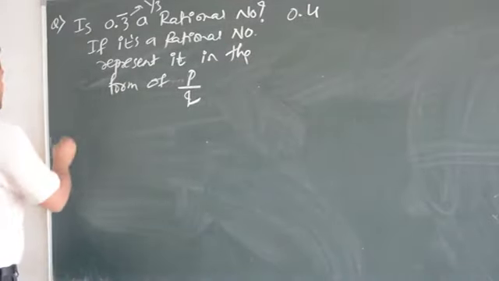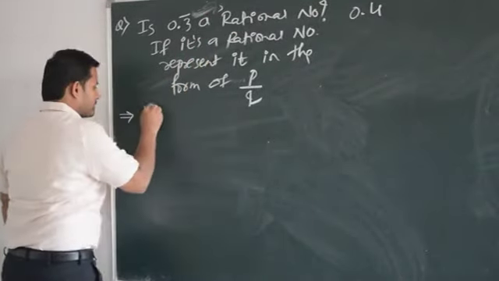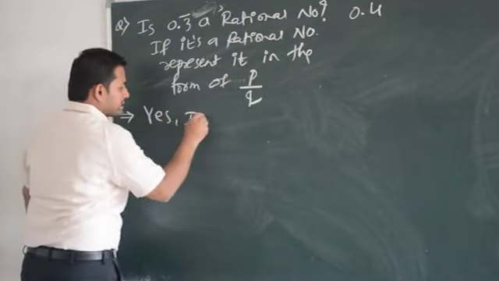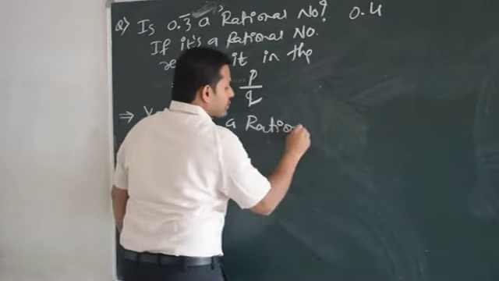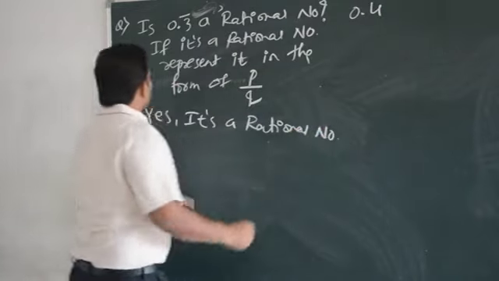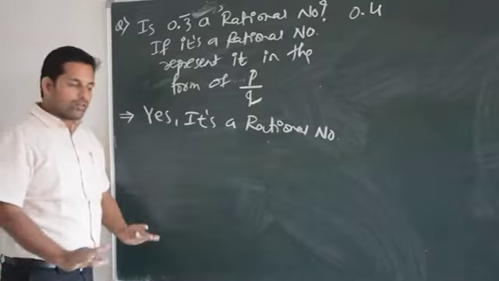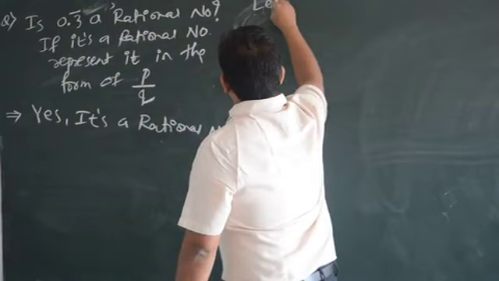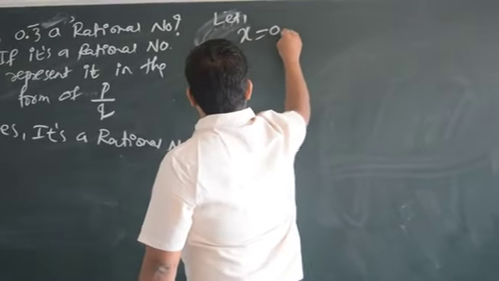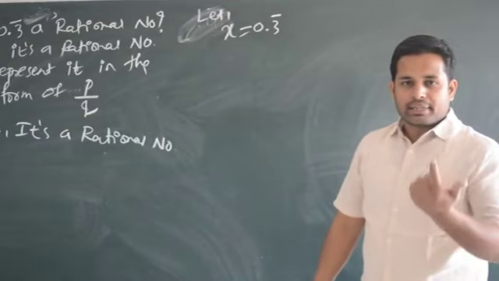First of all, what is the answer for this question? Is 0.3 bar a rational number? Yes, it is a rational number. That is for sure. Now, if it is a rational number, they are asking you to represent it in the form of p by q. How to do this? Let x is equal to 0.3 bar. I am taking it.